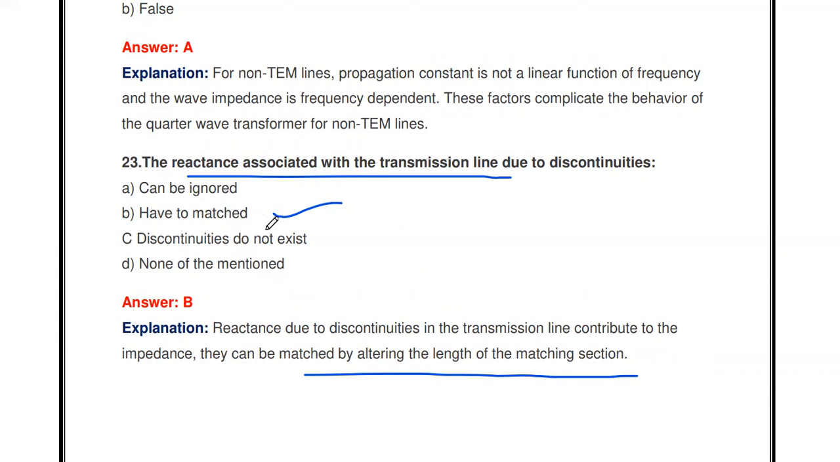So these are some of the questions on the quarter wave transformer from unit 3. Unit 3 is impedance matching in high frequency lines. In the next video we are going to discuss single stub matching and double stub matching, and what is the use of the Smith chart.